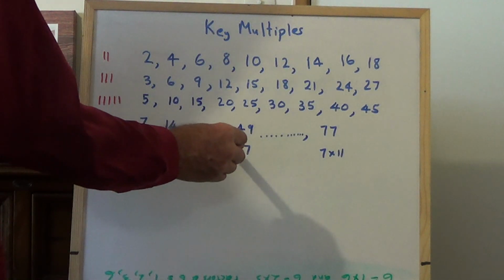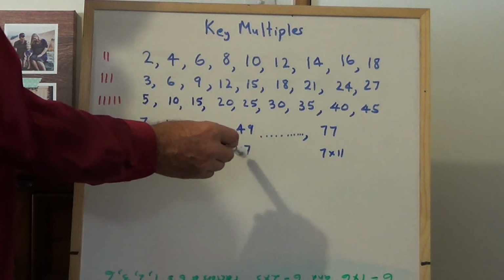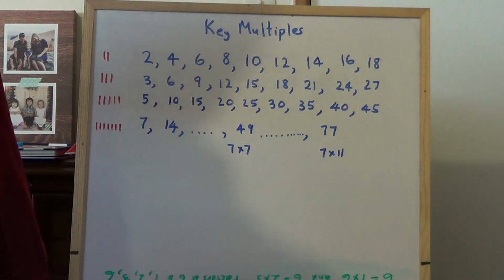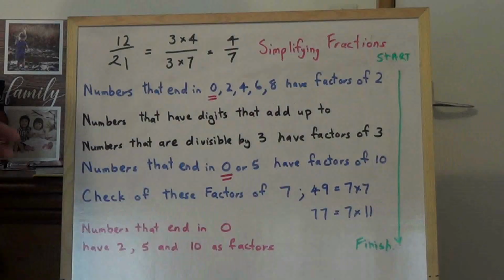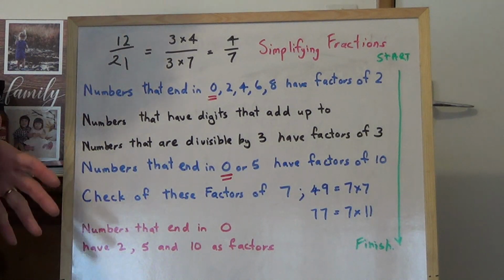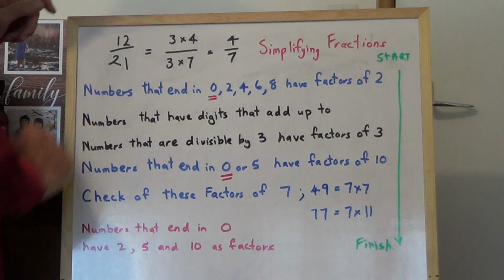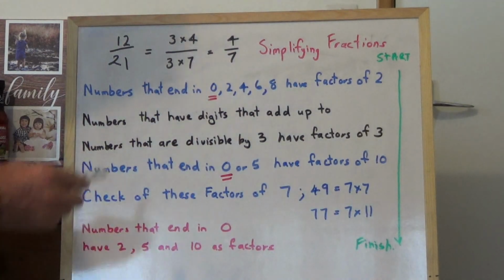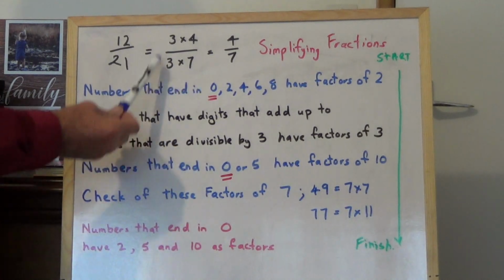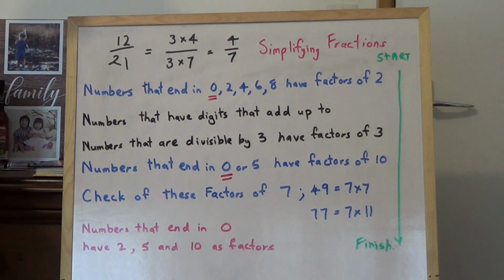Over here, the key, there's only two multiples you have to know for the 7 times table. I wrote for multiples of 7, that's 7 times 7 and 7 times 11. Now, to simplify fractions, like look at this fraction here, 12 over 21, we split it into factors. So 12 is 3 times 4, 21 is 3 times 7, we cancel out the 3's, and that's 4 over 7. So that's where we use finding factors in simplifying fractions.